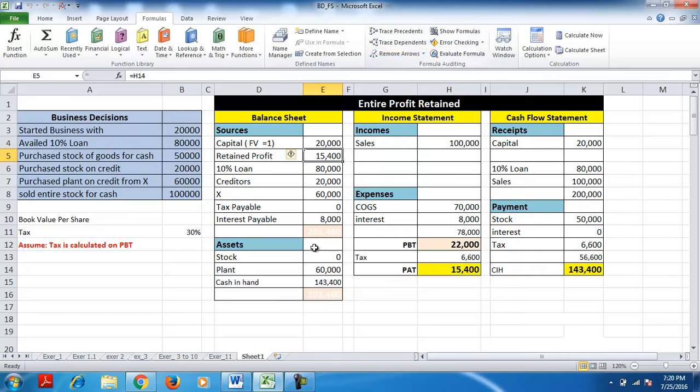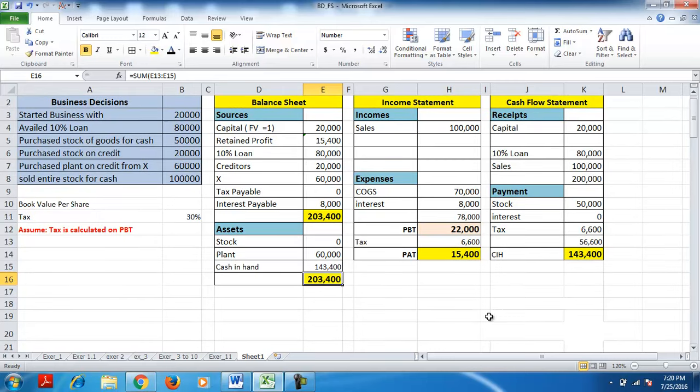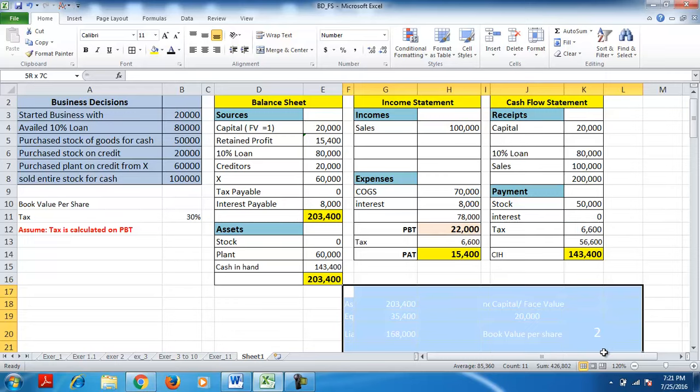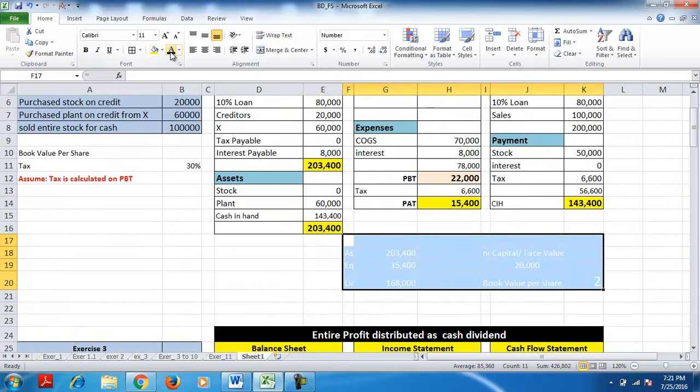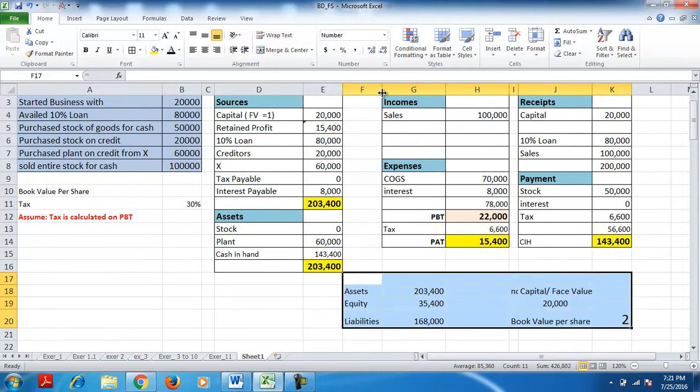So all transactions done, the summation of the sources should be equal to the summation of the assets, which is in this case 203,400. So a set of transactions can be converted into financial statements. This we are aware of. But now let us understand the impact of these business decisions on financial performance indicators like the book value per share.